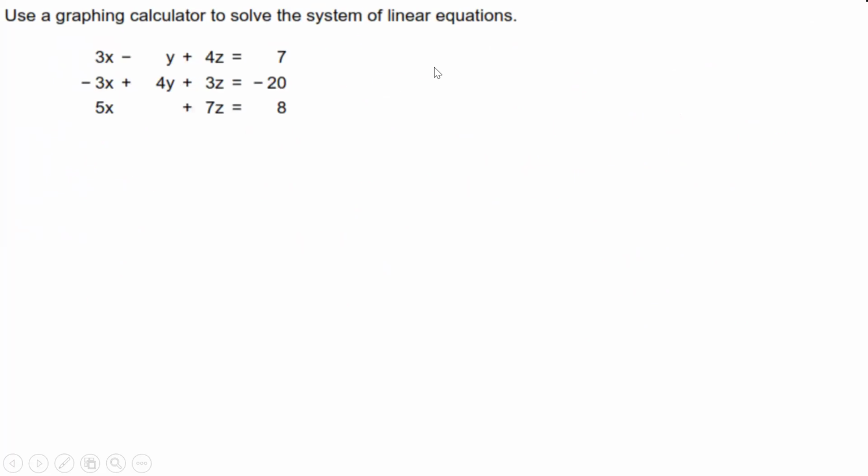All right, so let's do another one here. What we need to do is write this into the matrix form first, and then go back in and put it into our calculator, and then we do that row reduced echelon form, and we have it done. So let's write it into the matrix form first. So we have a 3, a minus 1, a 4, then a 7, then a minus 3, a 4, a 3, and a minus 20, and a 5, a 0, a 7, and an 8.